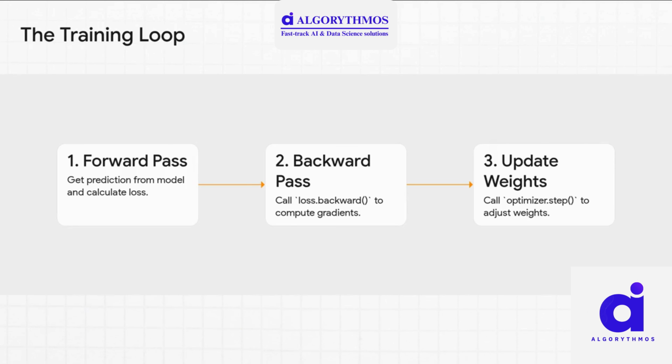So all of this comes together in what we call the training loop. It's like a simple three-step recipe that you just repeat over and over. Step 1, the forward pass. You push your data through the model and get a prediction. Then you see how wrong that prediction was. That's your loss. Step 2, the backward pass. This is where Autograd does its thing. You just call loss.backward and poof, it calculates all the gradients for you. Step 3, you use an optimizer to take those gradients and actually update your model's weights, nudging it to be a little bit better. That's it. Forward, backward, update. That's how a model learns.